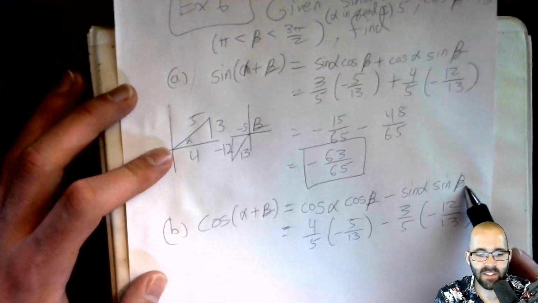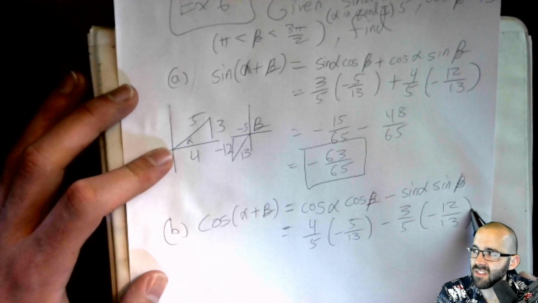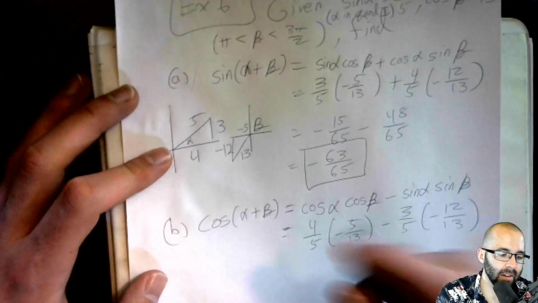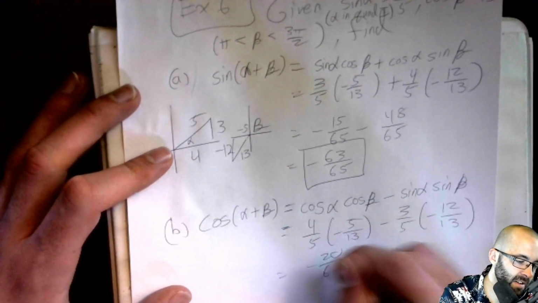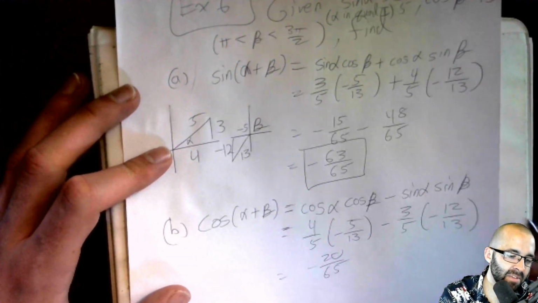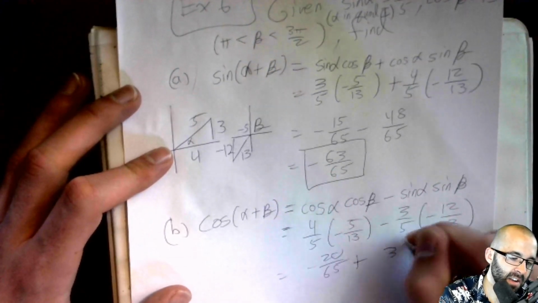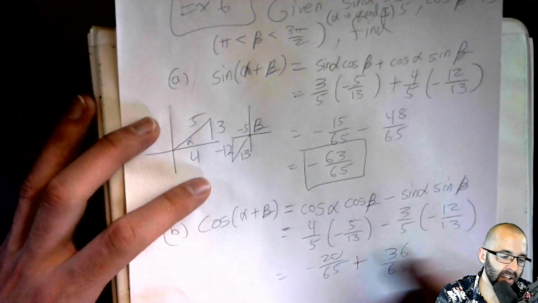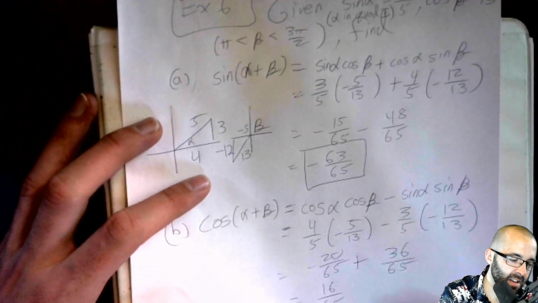Again, only this step is 9.2. Everything else is just simpler stuff. Like this step right here is just plugging in things we already know. So we're going to get negative 20 over 65. We could simplify that, but let's wait to simplify because we need a common denominator. Minus minus makes a plus. 36 over 65. Negative 20 plus 36 is going to be 16 over 65.